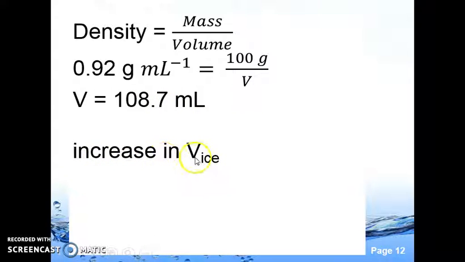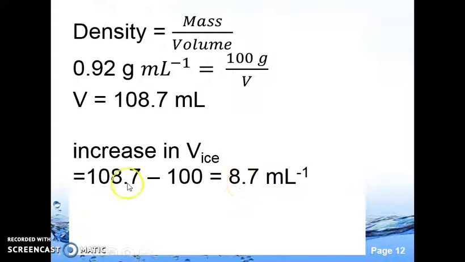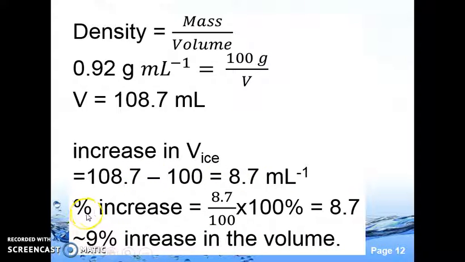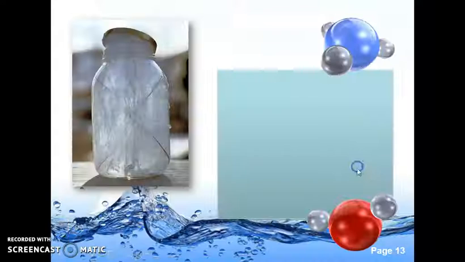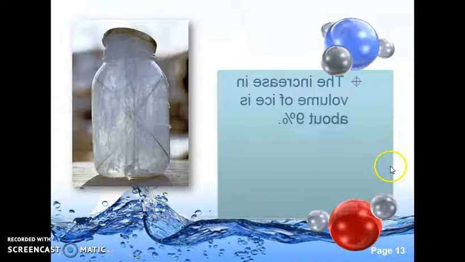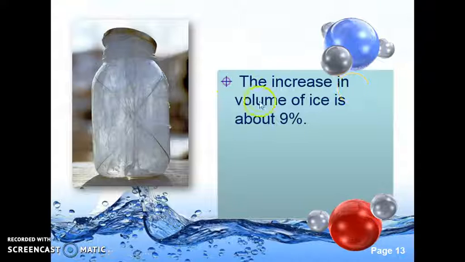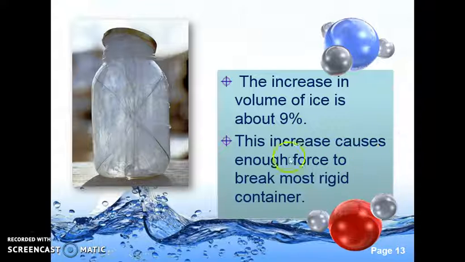So the increase in volume of ice. The volume of water is 100. So 108.7 minus 100 is 8.7. So we have a 9% increase, which is the increase in the volume of ice. So we can conclude that the increase in volume of ice is about 9%. This increase causes enough force to break most rigid containers.